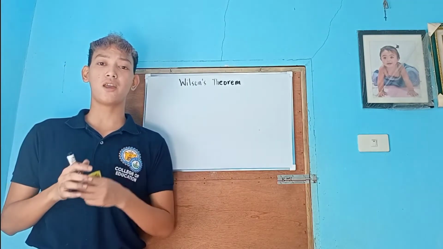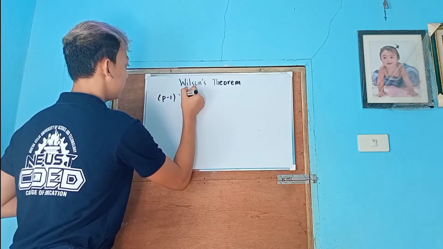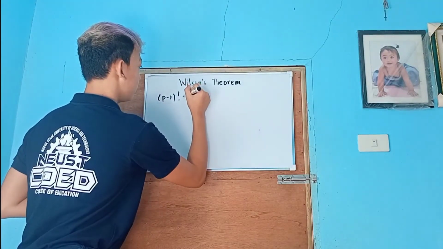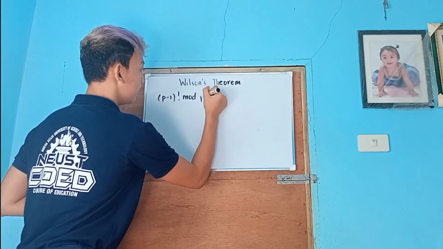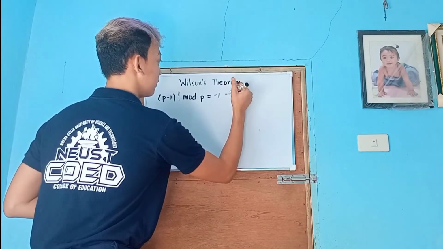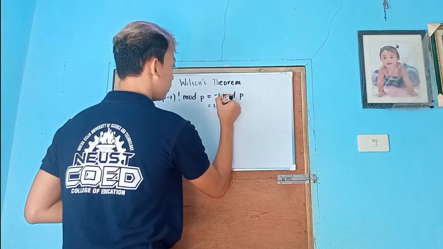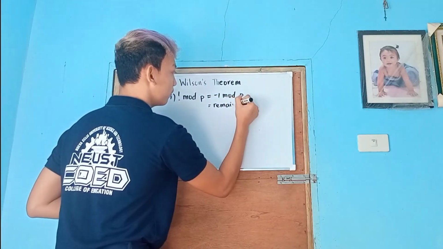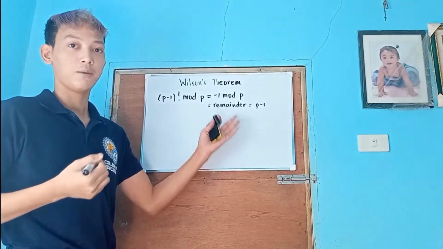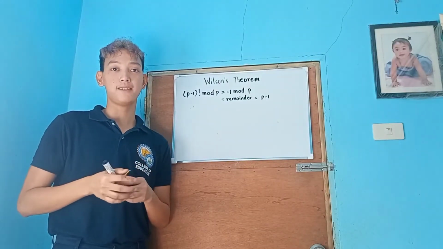So, Wilson's theorem states that if p is prime, then (p minus 1) factorial mod p equals negative 1 mod p, or simply equals remainder p minus 1. So let me give you a basic example.